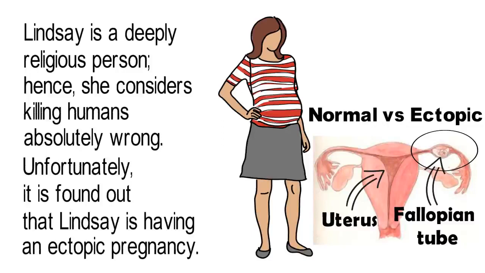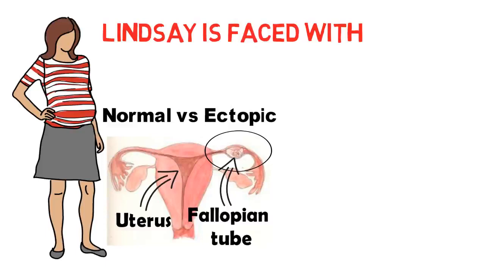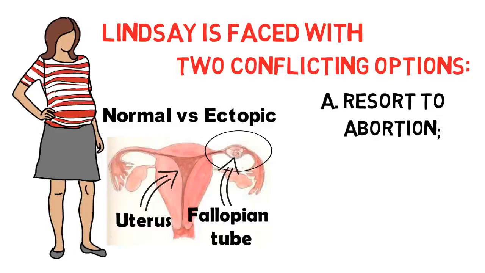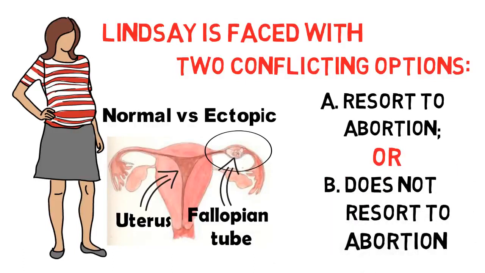According to experts, the best way to save Lindsay's life is to abort the fetus, which necessarily implies killing the fetus. If we do not abort the fetus, then Lindsay, as well as the fetus, will die. In this example of a moral dilemma, Lindsay is faced with two conflicting options, namely, either she resorts to abortion, which will save her life, but at the same time jeopardizes her moral integrity, or does not resort to abortion but endangers her life as well as the fetus. Indeed, Lindsay is faced with a huge moral dilemma.